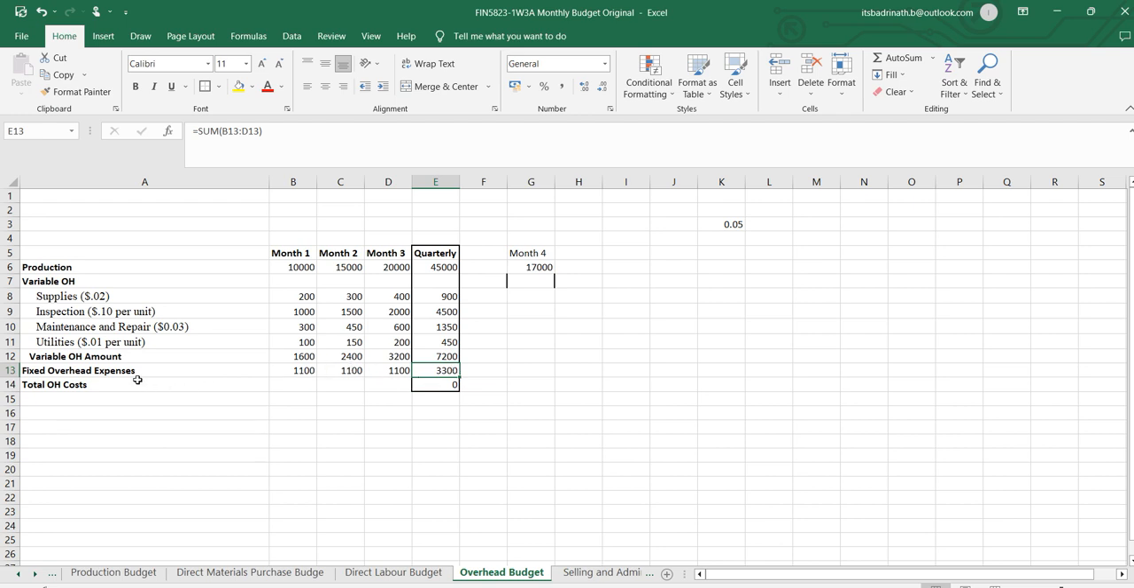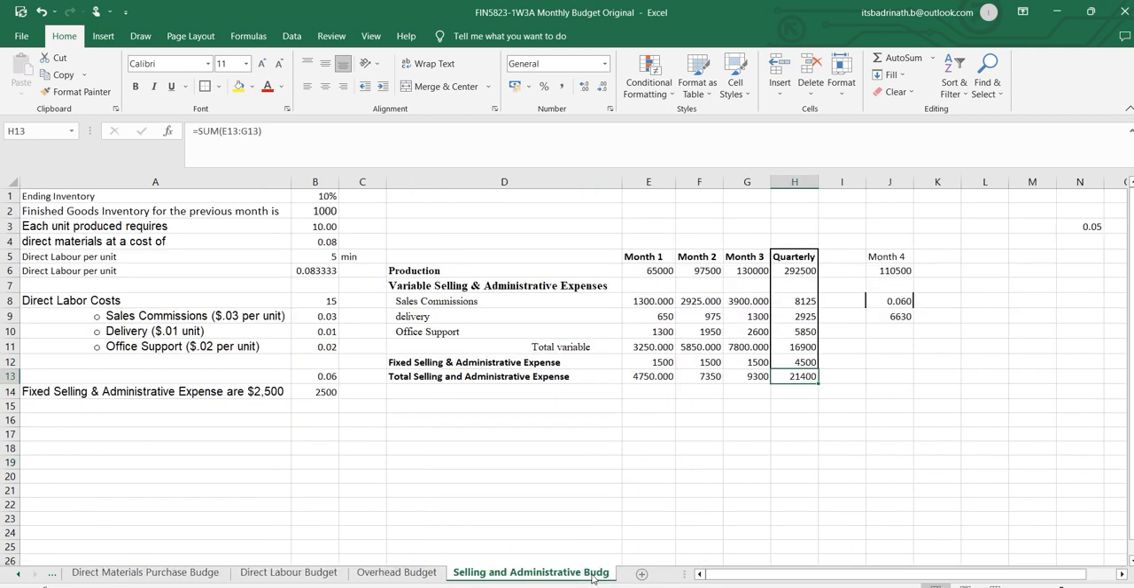Fixed overheads are calculated. Now I'm calculating total overhead. Total overhead will become variable overhead plus fixed overhead. So we need to combine both the values. We can say that overhead costs are 10500. Okay, this is the overhead cost.